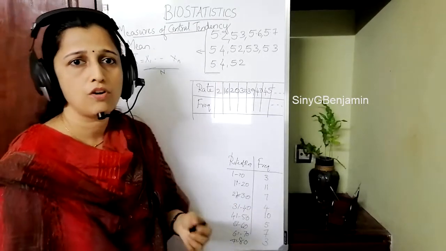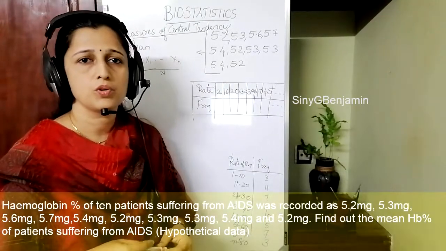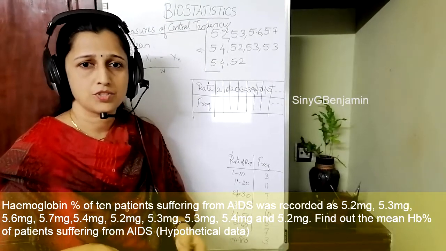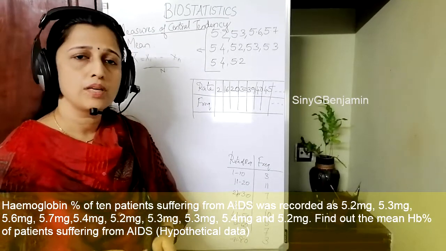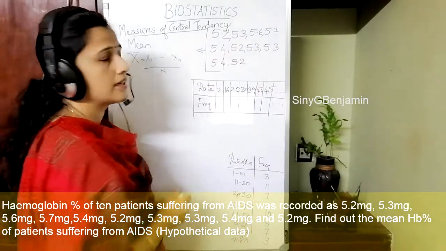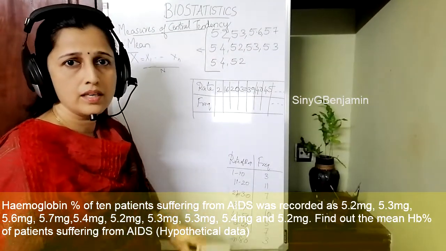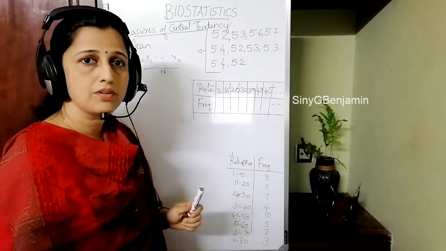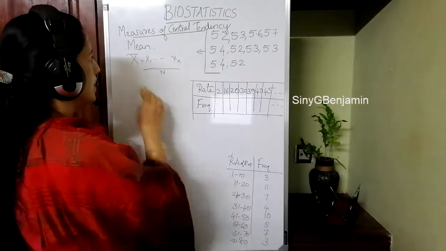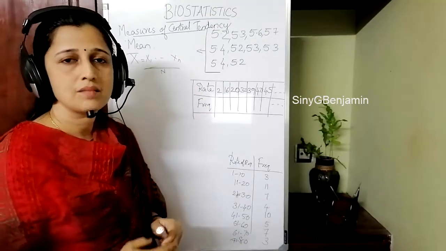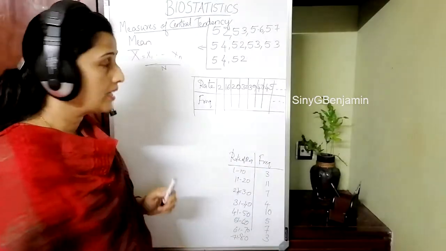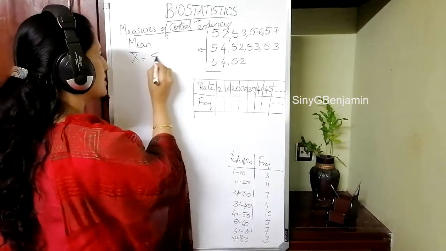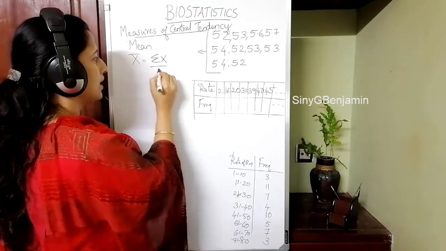This is a question of ungrouped data, that is the hemoglobin percentage of patients suffering from AIDS, and this is actually hypothetical data. It is not grouped on any criteria. In this data we apply the simple arithmetic mean equation, that is x bar is equal to sigma x divided by n.